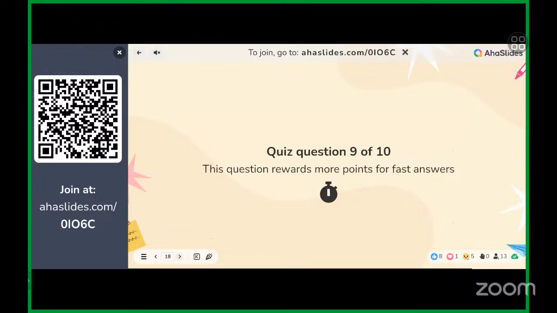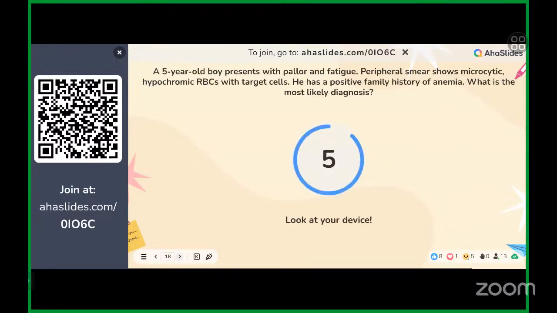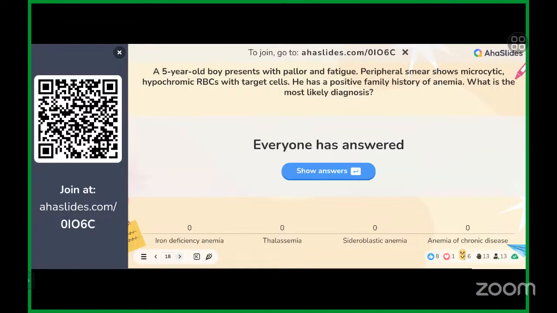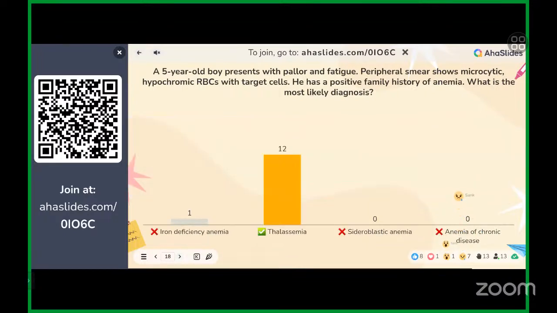Okay, going to the ninth question. A 5-year-old boy presents with pallor and fatigue. Peripheral smear shows microcytic hypochromic RBCs with target cells. There's a positive family history of anemia. What is the most likely diagnosis? So the best clue is target cell, hypochromic, and microcytic. So you can narrow it down to one option here easily. Right, it is thalassemia.